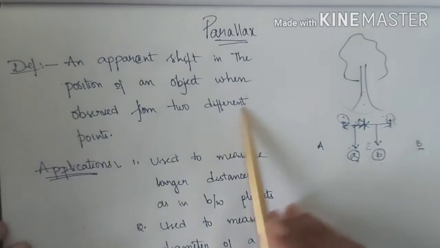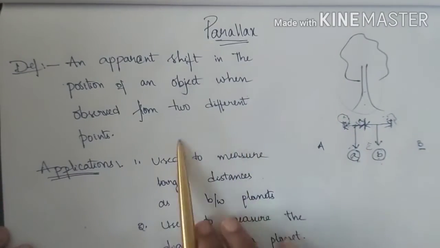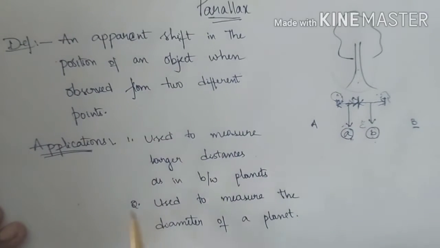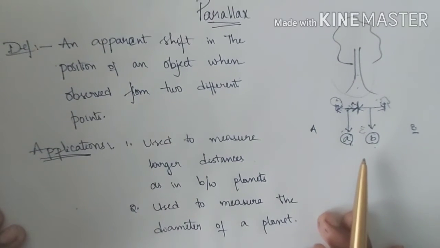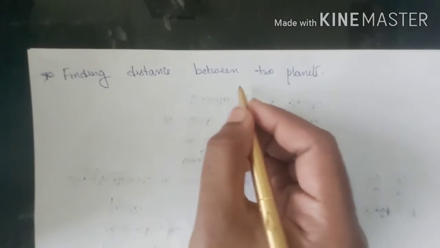Everyone, in the last video we have seen what a parallax error is: the apparent shift in position of an object when observed from two different points, and we have noted the applications of parallax error. Now we'll see how to find the distance between two planets.